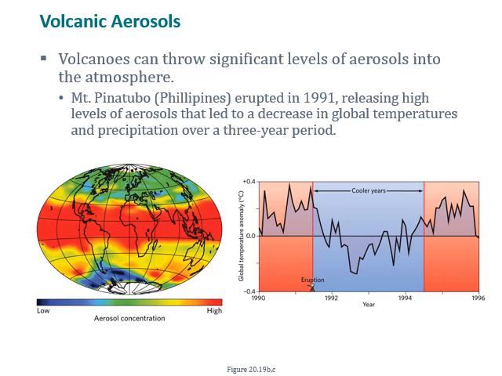Looking at short-term controls, we have volcanic aerosols. Volcanoes can add significant levels of aerosols into the atmosphere when they erupt. One example is Mount Pinatubo in the Philippines erupting in 1991, releasing high levels of aerosols that led to a decrease in global temperatures and precipitation over a 3-year period.